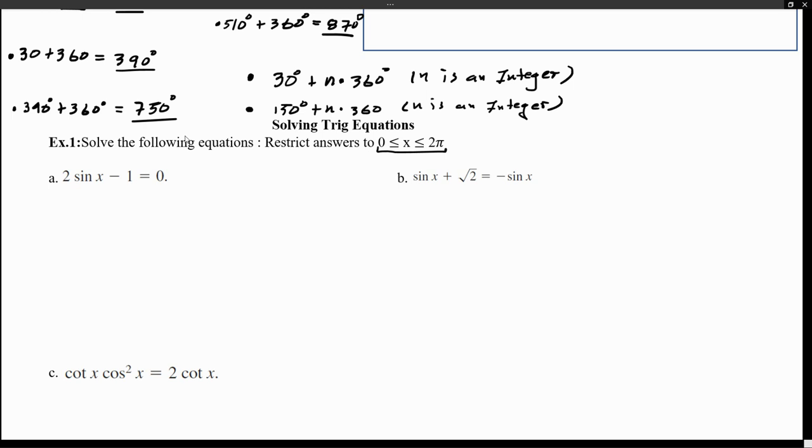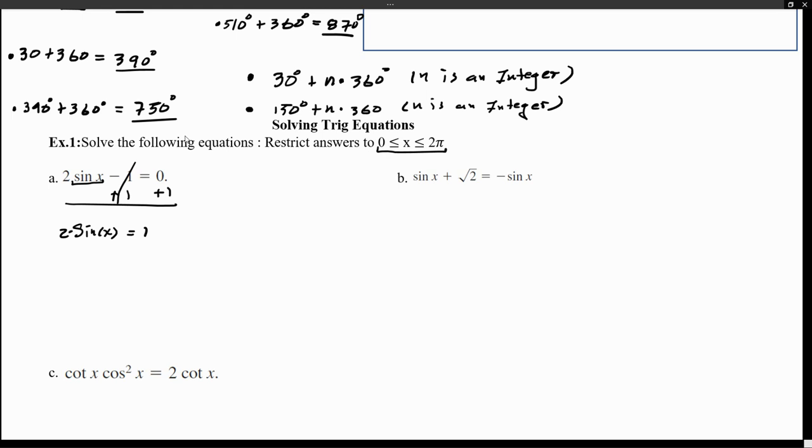So how do we solve equations whenever there's a trigonometric function involved? Well, the first thing you want to do is make the equation equal to 0, which it already is. Your second step is to isolate the function. So we want to isolate the function sine of x. How can we make the function be by itself? Well, the first step is to add 1. So if we add 1, we have 2 sine of x equals 1.